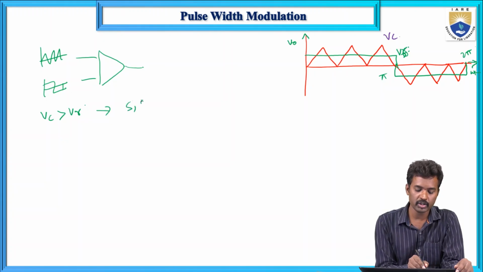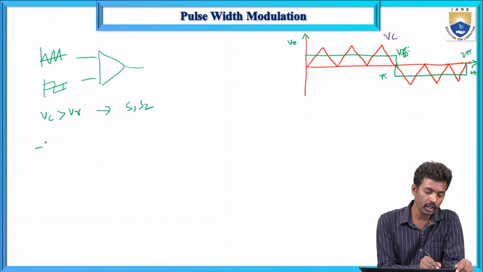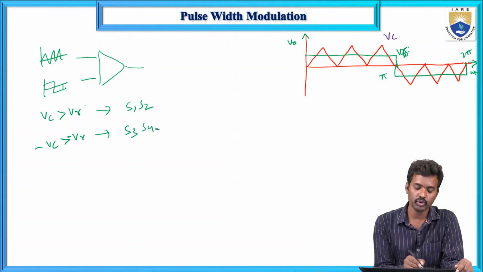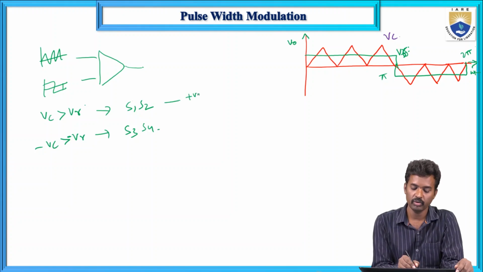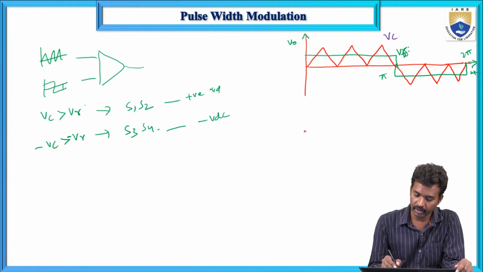So S1, S2 switches will conduct in the full bridge inverter. And now here, minus VC is greater than minus VR. So now here S3 and S4 switches will conduct. So in this case positive VDC, and in this case minus VDC, negative VDC. Let me draw the graph for this one.